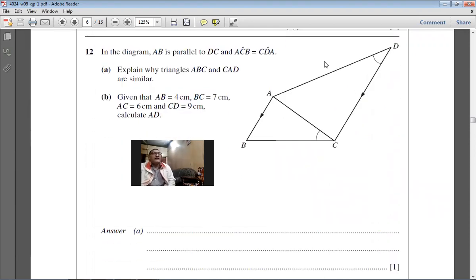He says in the diagram AD is parallel to DC. Here you have AD, which is parallel to DC. And he says that the angle ACB and the angle CDA, this angle and this angle, they both are equal to each other. He says, explain why triangle ABC and triangle CAD are similar. So we have to prove that this triangle and this triangle are similar.